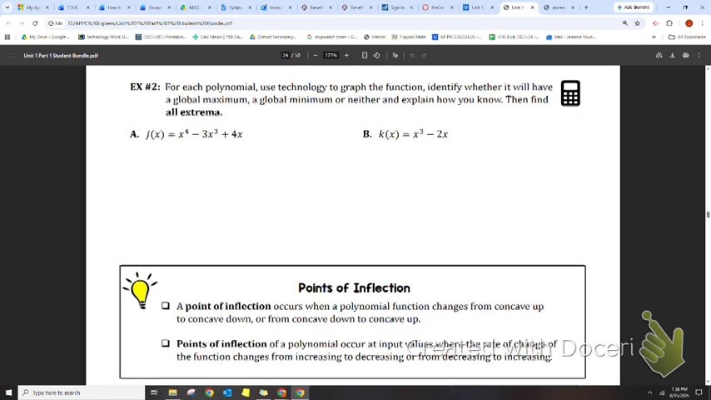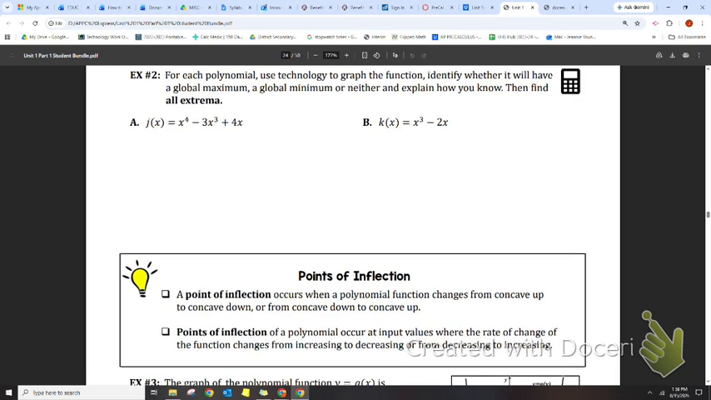Example 2. It says for each polynomial, use technology to graph the function, identify whether it will have a global maximum, a global minimum, or neither, and explain how you know. Then find all extrema. All right, so when I graph this, I'm just going to do a quick little sketch of it. So it's going to look something like this. I put it in my calculator, go to graph, here it is. And it wants to know if we have a global maximum or a global minimum or neither. It didn't ask about the local on this one, so we're just asking about global.